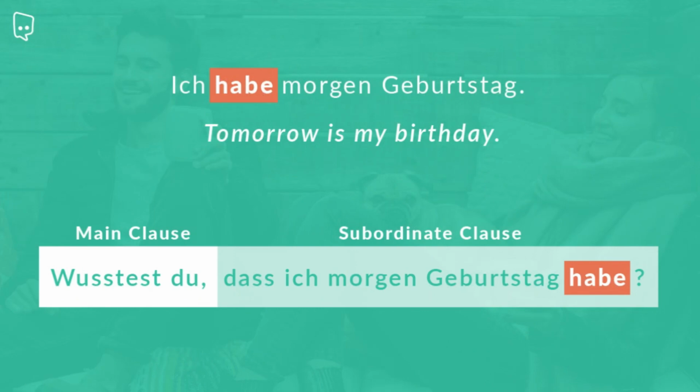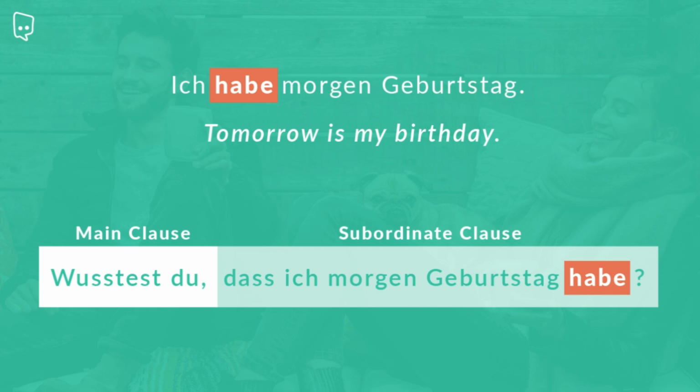In subordinate clauses, the structure of the sentence changes. Let's take a look at the first example. The main clause is Ich habe morgen Geburtstag. Tomorrow is my birthday. Ich habe morgen Geburtstag. We have the verb habe, which means have, and it's in the second position.